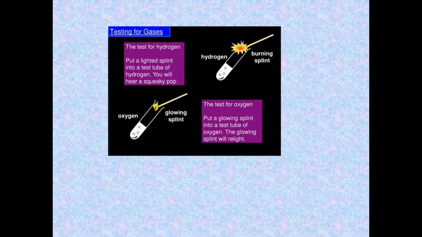Now, if you want to test for oxygen, take a glowing splint and not a burning splint. Take a glowing splint and insert it into the test tube which you suspect to have oxygen in it, or to produce oxygen. If that glowing splint relights itself, then basically that gas is oxygen, because oxygen supports combustion and also burning.